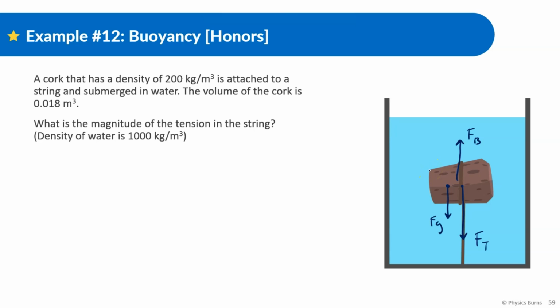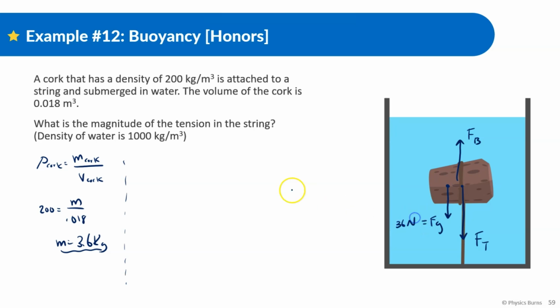So the volume of the cork. Okay, so let's do density of cork is equal to mass of cork divided by volume of cork. So density of cork is 200, mass of cork we don't know, volume of cork is 0.018. So the mass of the cork, let's figure that out. 200 times 0.018 is going to be 3.6 kilograms. Pretty big cork. Okay. Next, now that we know that, we could figure out what the force of gravity is. 3.6 times 10, 36 newtons. Okay, now let's figure out what this force of buoyancy is.